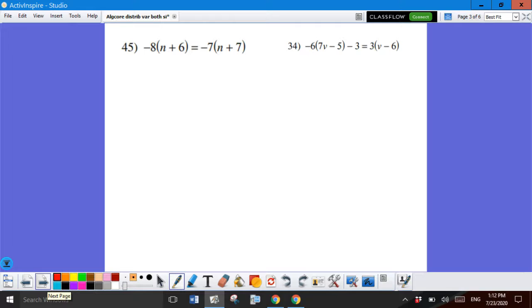Okay, here's 2 more. Why don't you go ahead and start with 45, distribute, see what you can do with it, and I'll catch up with you. And then if you're ahead of me and you absolutely get this, go ahead and move on to the next one.